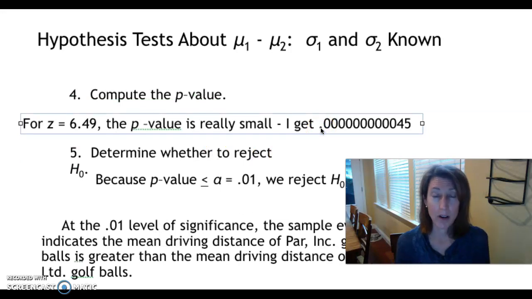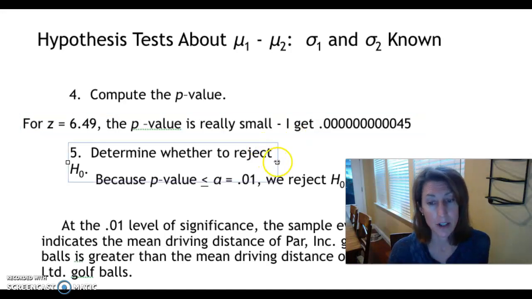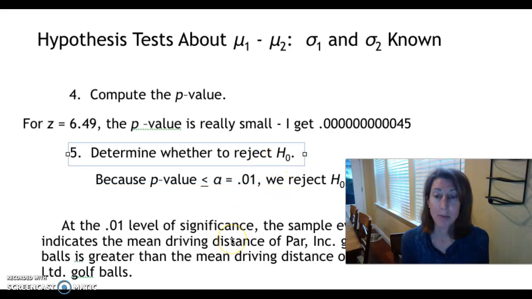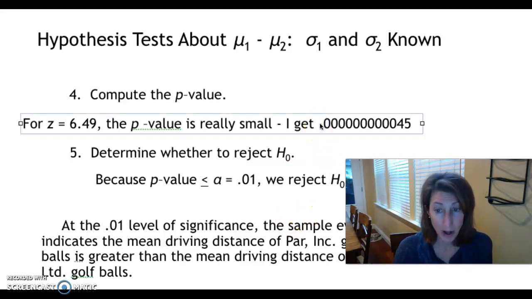Remember the steps: first step, null and alternative hypothesis; second step, alpha level; third step, calculate the test statistic; fourth step, the p-value; and then fifth step, determine whether to reject or do not reject. But remember, the calculator just pops out the test statistic and the p-value for us. So here, I got a really small p-value. I got 4.5 to the negative 11th.